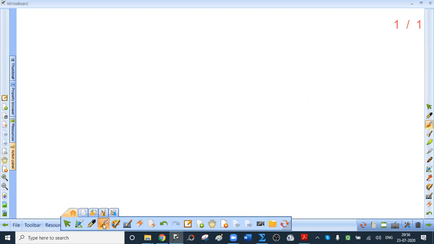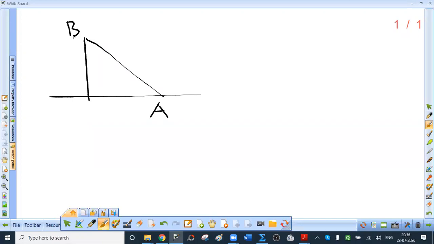So the diagram will be like this. Suppose AB is the ladder, okay, and I consider this distance as x and this as y, so that I get the relation between x and y. And AB is 10. Okay, just draw the rough sketch.